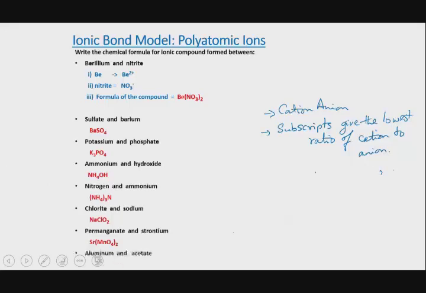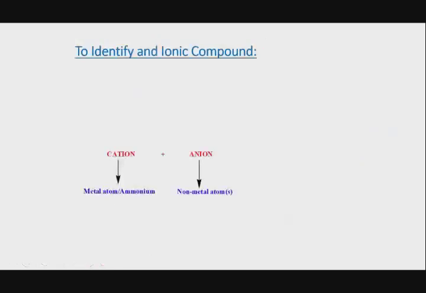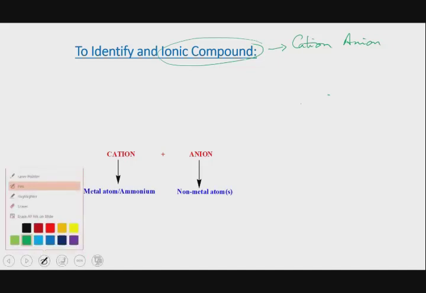Okay, so now that we know how to write the chemical formulas of ionic compounds by working out the charges on ions or by remembering the polyatomic ions, let's very quickly talk about how we identify an ionic compound. An ionic compound by definition is a compound that is made up of a cation and an anion. And that is very important for you to remember.